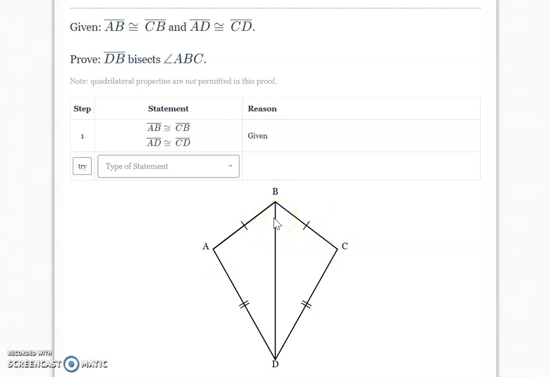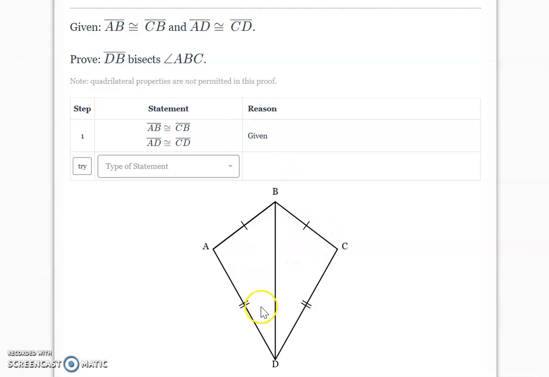So basically what we need to do is show that these two angles are congruent. First thing we need to do is show that these two triangles are congruent. Then we can use CPCTC to show that these two angles are congruent. And then we can say, well, if these two angles are congruent, then DB is obviously cutting that angle in half. All right, so first up, we need to prove that these two triangles are congruent.